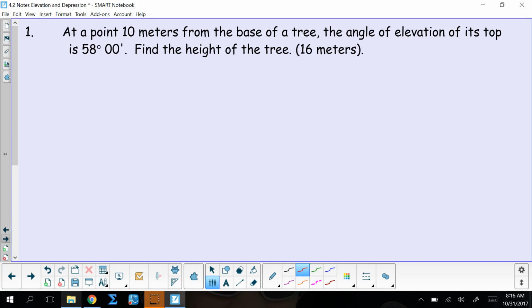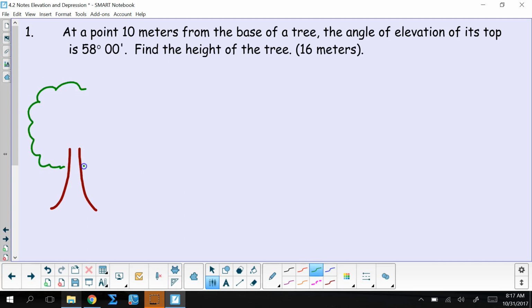So, this guy, big fan of pictures, right? Now, your picture doesn't have to be anything more elaborate than a right triangle. That's all it's got to be. But if you want to draw me a wonderful looking tree, feel free to draw me a wonderful looking tree.